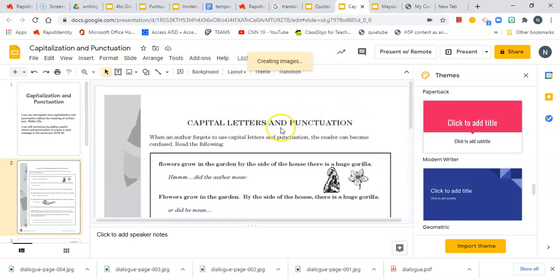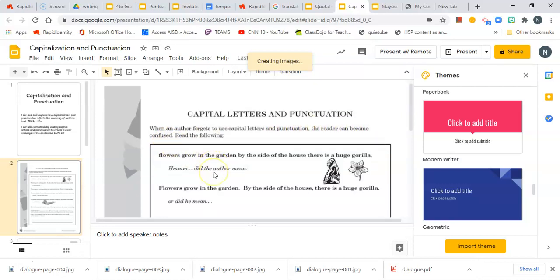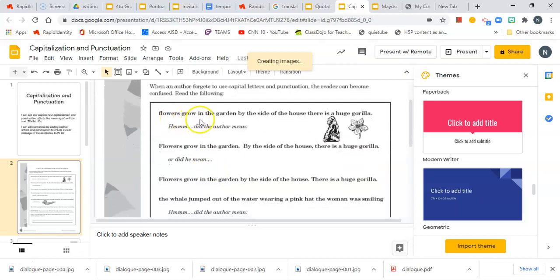Okay, capital letters and punctuation. When an author forgets to use capital letters and punctuation, the reader can become confused. Let's read the following. Flowers grow in the garden by the side of the house. There is a huge gorilla.